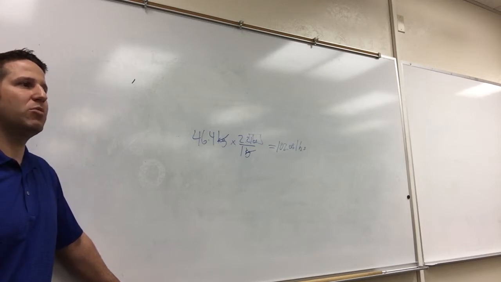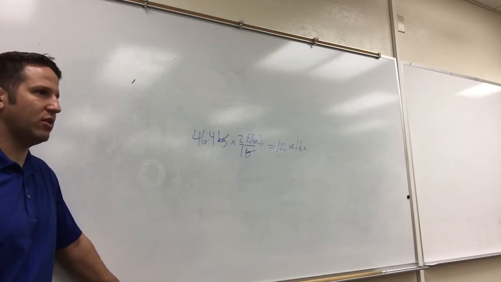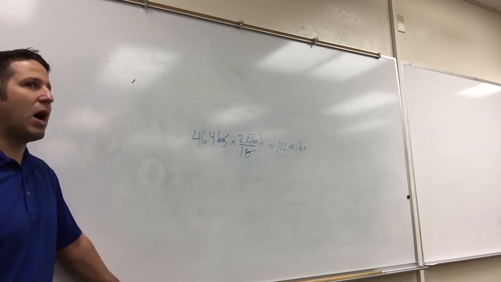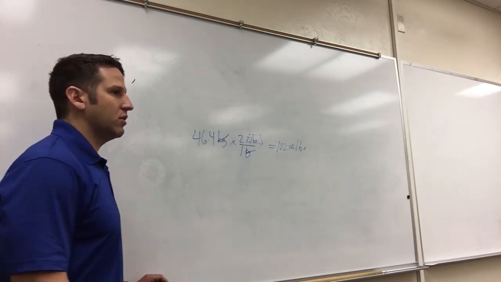Would you leave it at .08 or would you round it off? Some will say round it to 2 places, some will say round it to 1. If I don't tell you, you can just round it to 1 unit. That's fine. But some of them I will actually specifically say round to 2 decimal places.